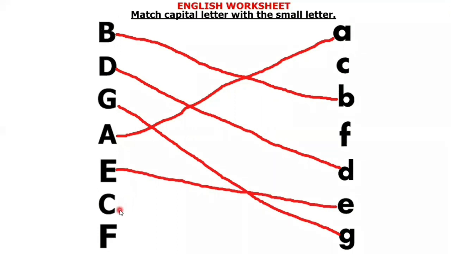Here the next letter is capital C. Now we have to find where is small c in this side. Let us find. This is small a, this is small c. Small c is here. Now we have to match capital C with its small c. Let us match. We are going to match capital C with its small c. Done. Next.